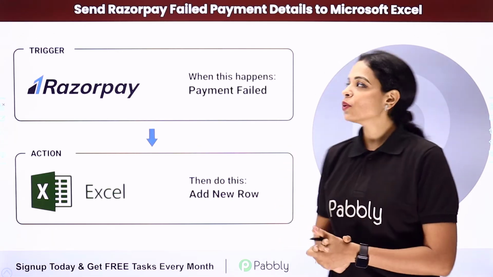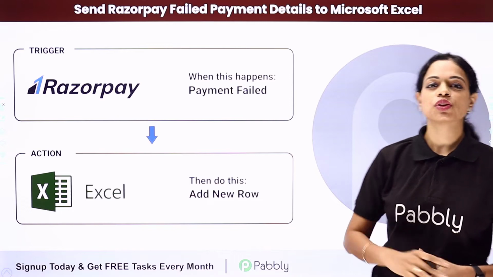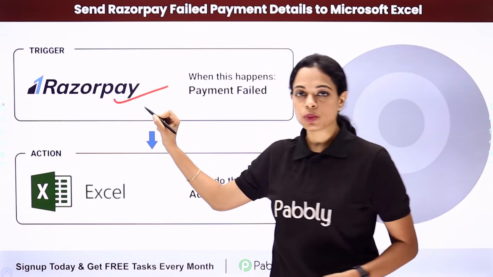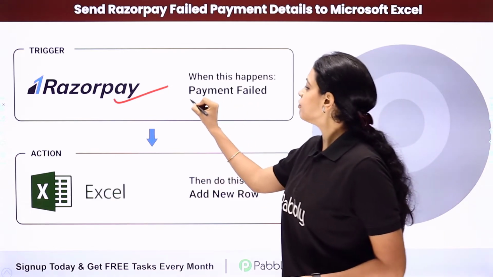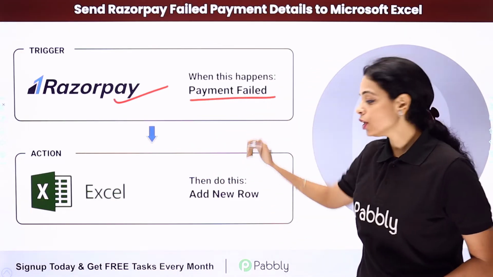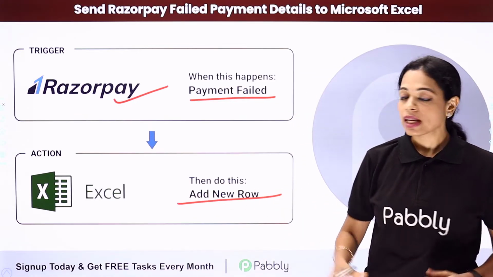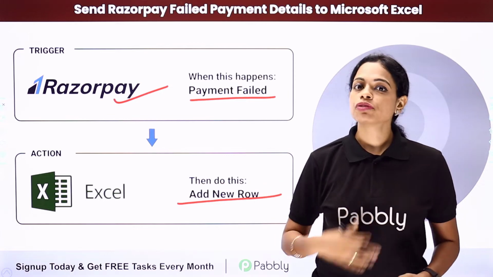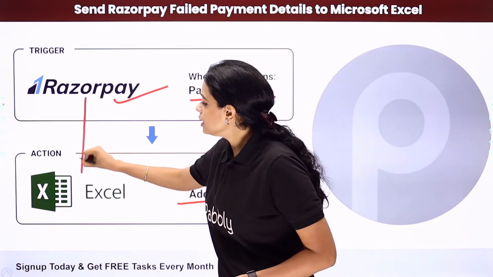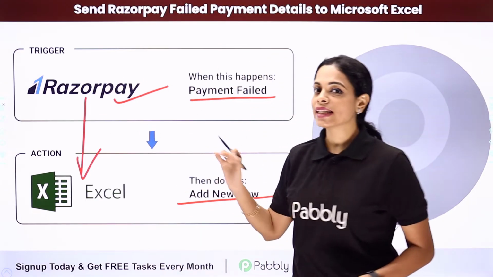So in this video, we are going to see how to send Razorpay failed payment details to Microsoft Excel. So let's say you are using Razorpay as a payment gateway and you want that every time there is a failed payment for any reason, this information should be shared on your Microsoft Excel spreadsheet as a new row. Now this information can be used for further follow-up and so on.